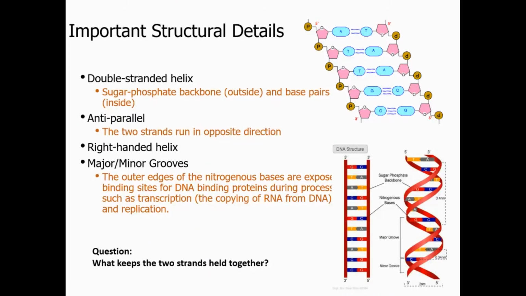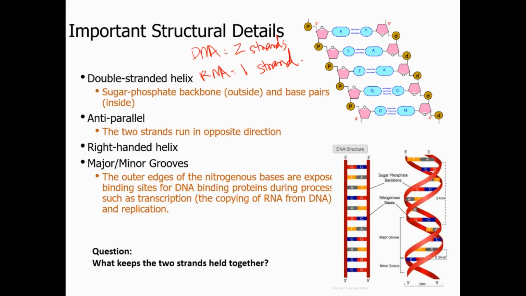Now, there are some other structural details. The first one is the double-stranded helix. So DNA has 2 strands. Remember that, because that's another difference between DNA and RNA. DNA has 2 strands, and RNA, can you take a guess? RNA has only 1 strand. So that's the third difference between DNA and RNA.